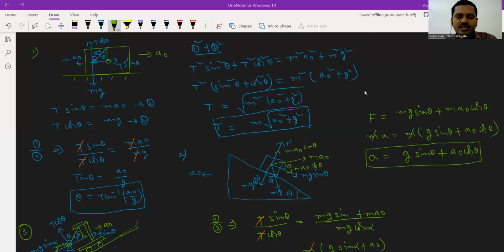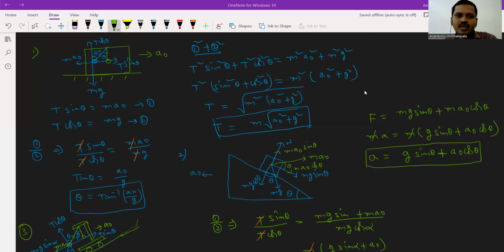Now, resolving T into two components, T cos theta acts in this direction and T sin theta acts perpendicular to T cos theta. At the equilibrium position, the weight of the bob acts downward and the pseudo force acts from right to left, which is m a naught. Now, at equilibrium position, I am calculating theta, the angle made by that string with the initial position when it is accelerating.